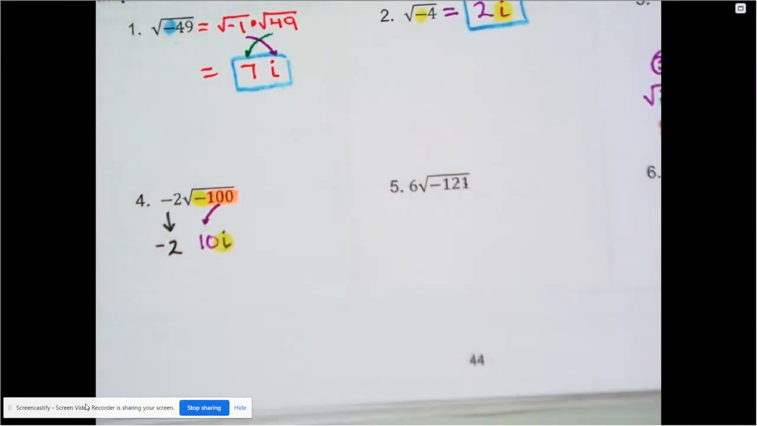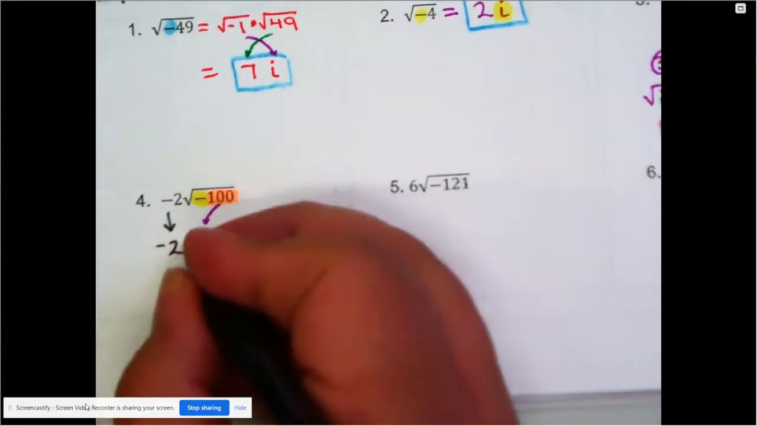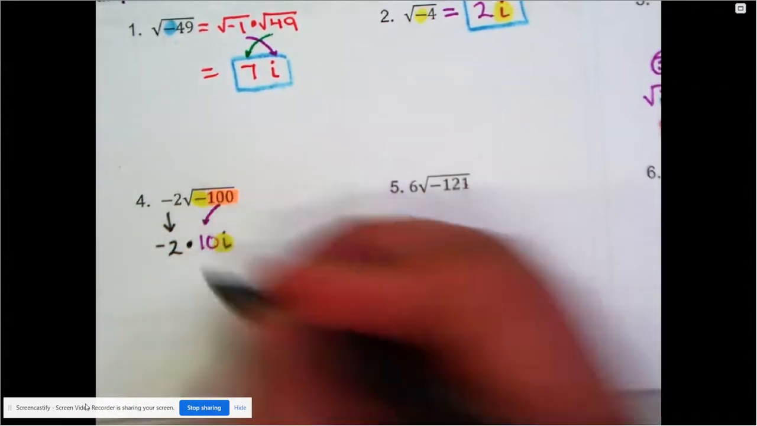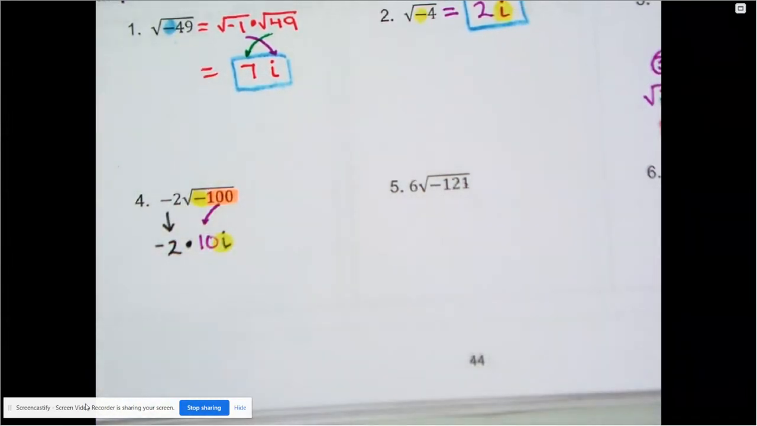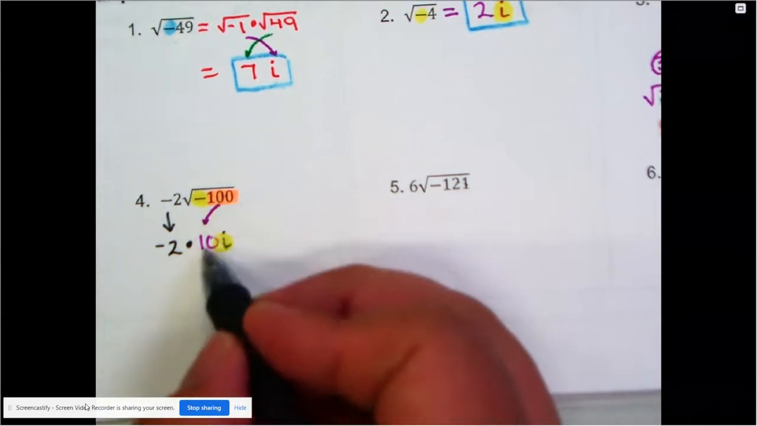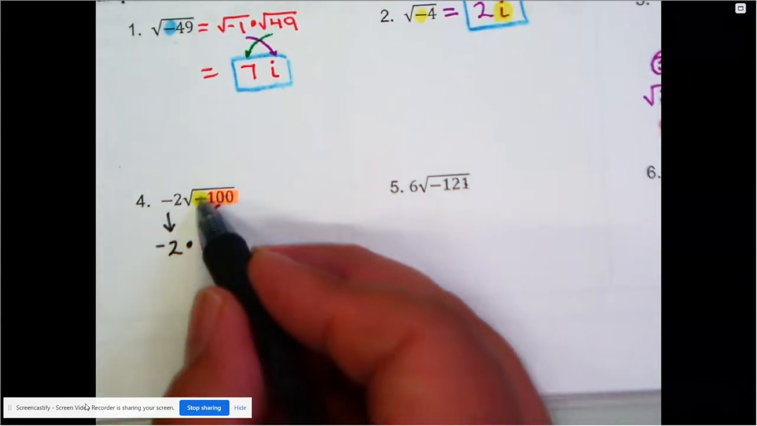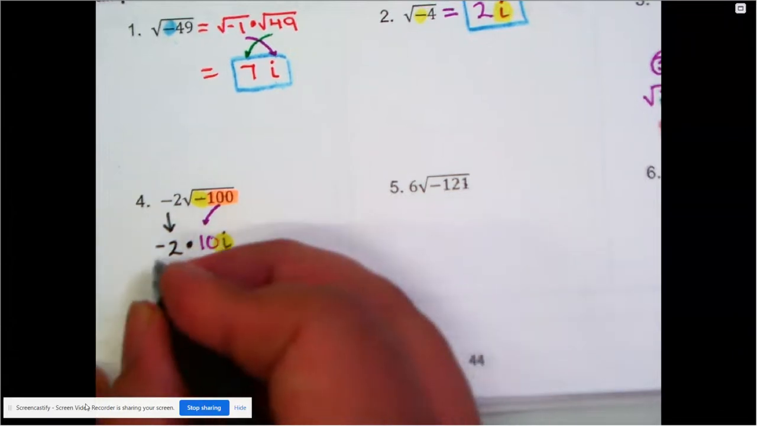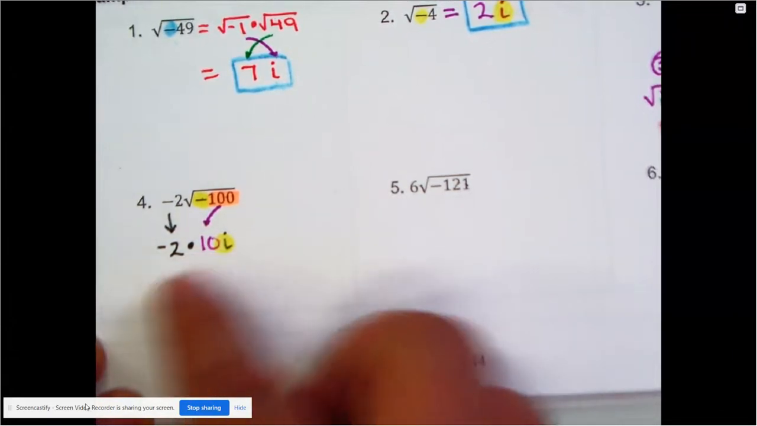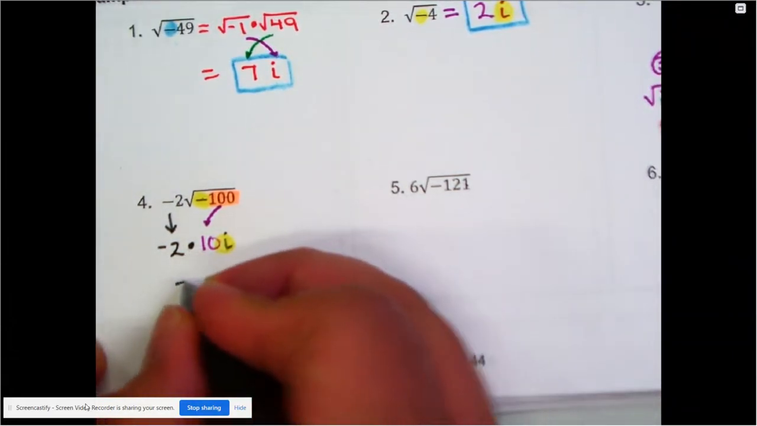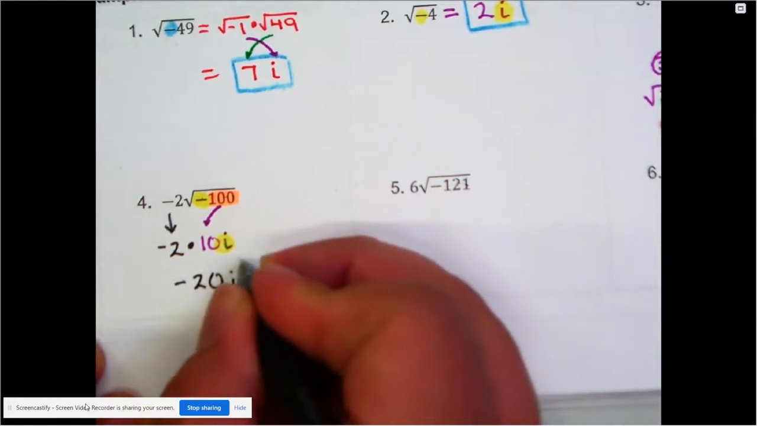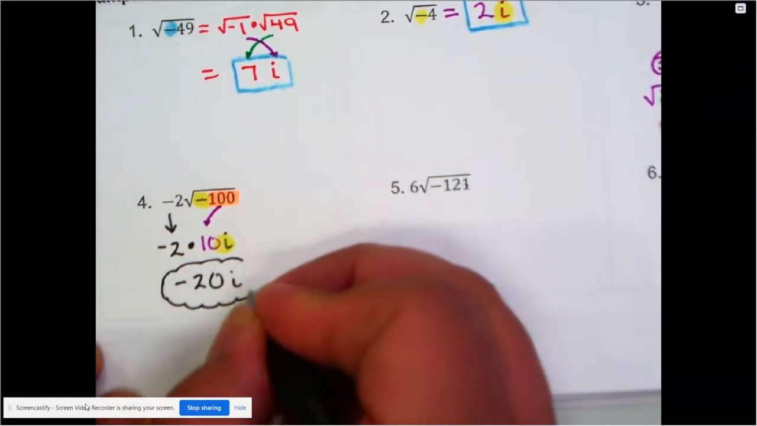Now remember, these numbers, it's not 210. They were right next to each other, so there's still some multiplication that needs to take place. But the 100 is there for the 10. The negative has now become the I. And when I multiply these two numbers together, so that's what I'm being asked to do, we end up with negative 20I. And there's our answer.